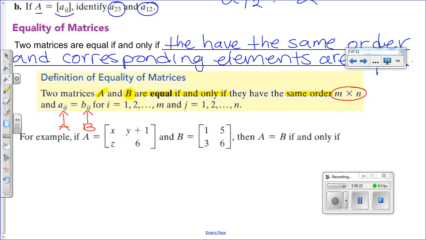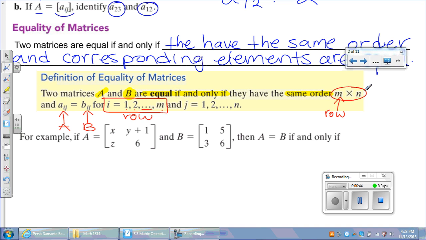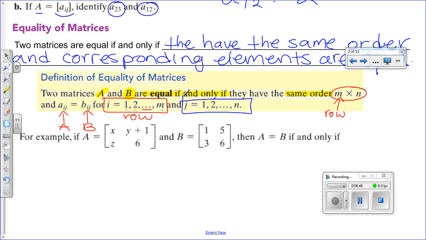So, for example here, well, before we get to the example, let's look at the statement here. Remember, we say i represents the rows, and the rows start from row 1, row 2. We don't know how many in between, but we know that the last row is m. And how do I know that? Because of this. This tells me the total number of rows. Now, we look at j, that represents the columns.